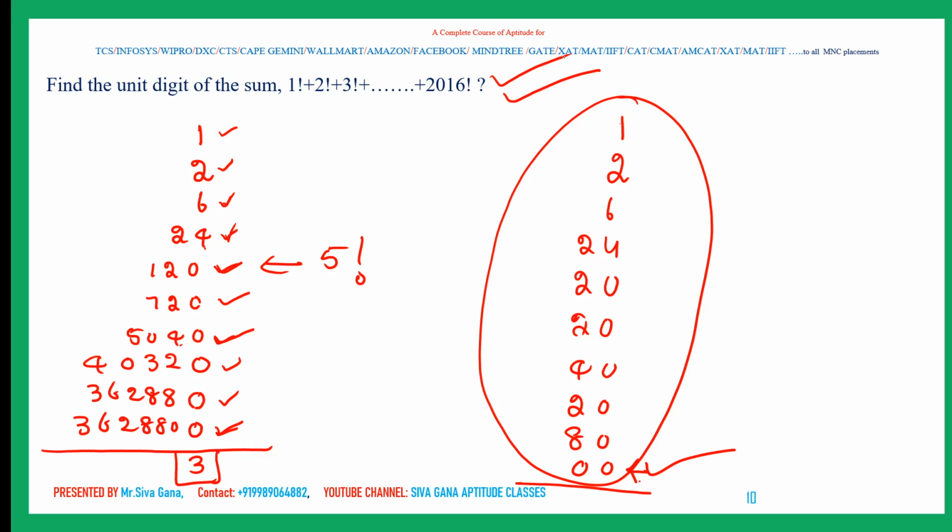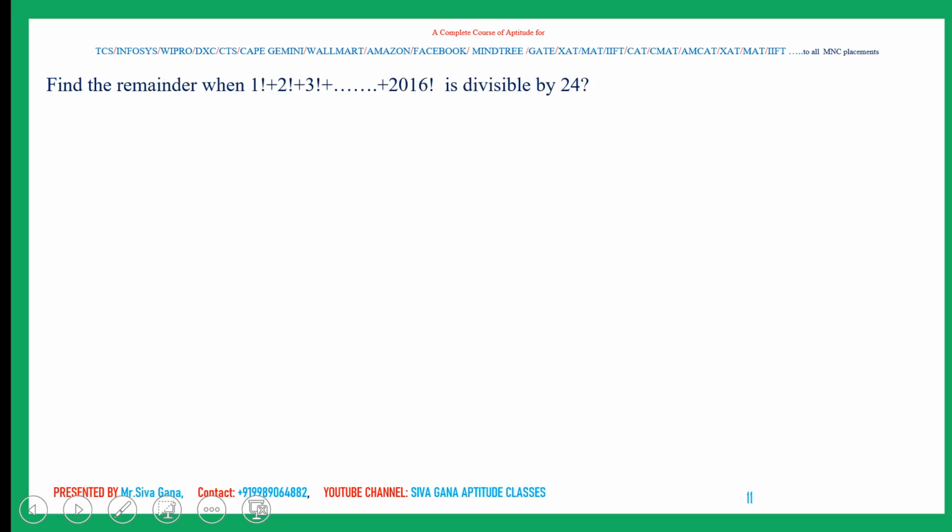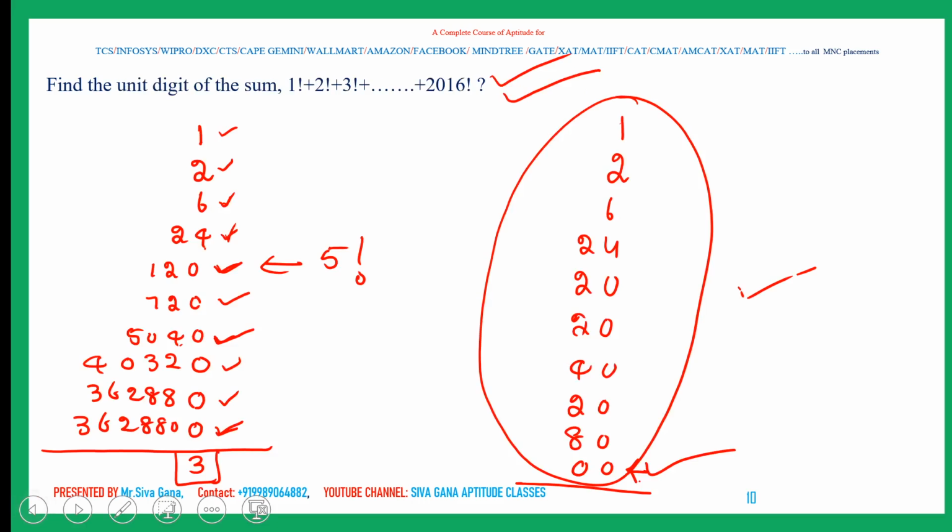For calculation of unit digit, we need only the unit digit in each and every factorial. For calculation of the last 2 digits, we need only the last 2 digits in each and every factorial, right? Now, if you add, you will get the last 2 digits also. That might be the next question. Okay, that's last 2 digits. If you want the last 2 digits, this is the approach for this question.